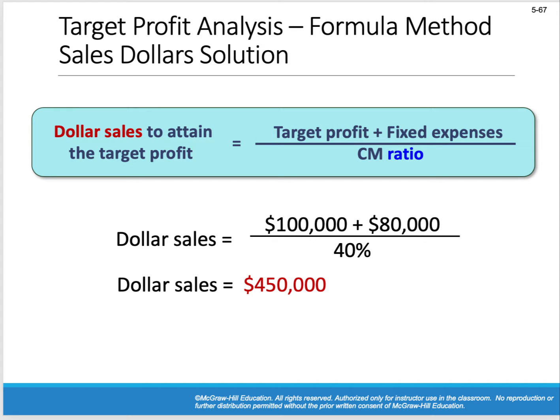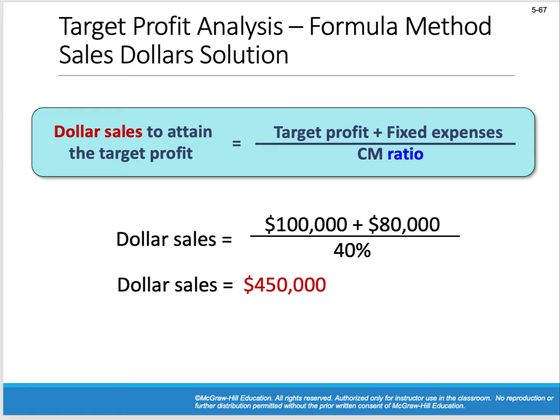Here is the formula method. Again, personally, huge fan of the formula method because it's easy to remember. It's easy to see how to do it, right? There's no algebra involved. You just add a couple numbers, divide by a number, boom, you're done, right? Again, when I am trying to determine the dollar sales to get a target profit, I must divide by the CM ratio, okay?